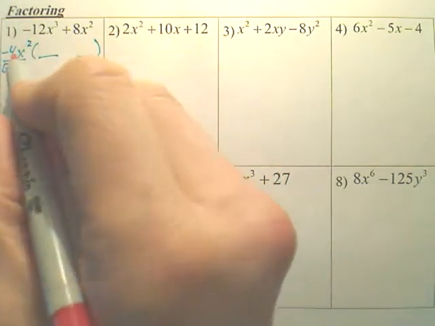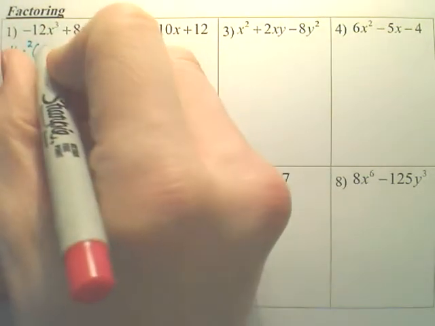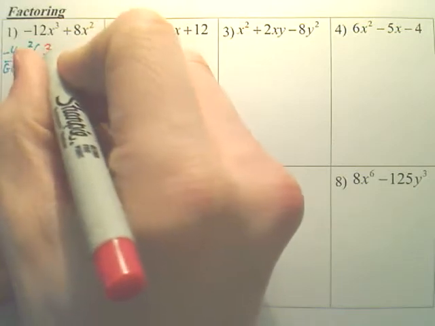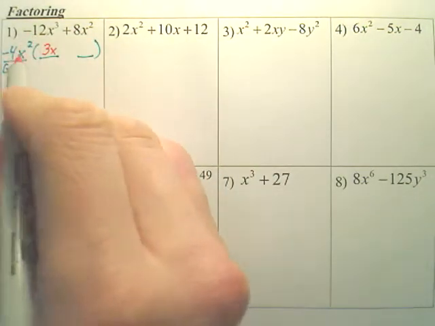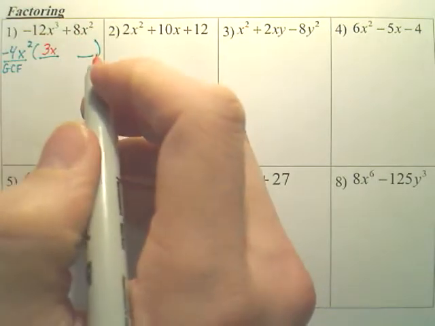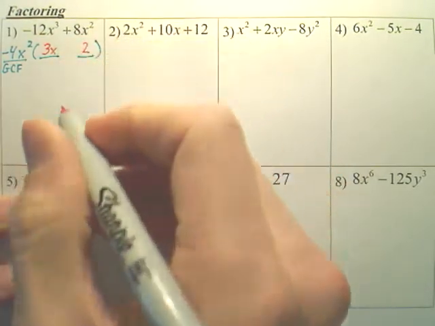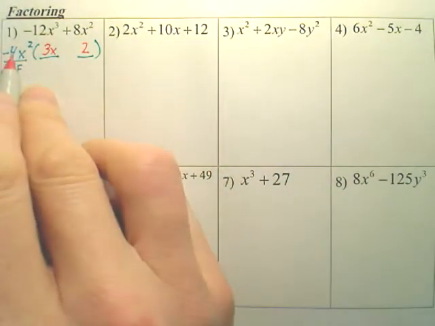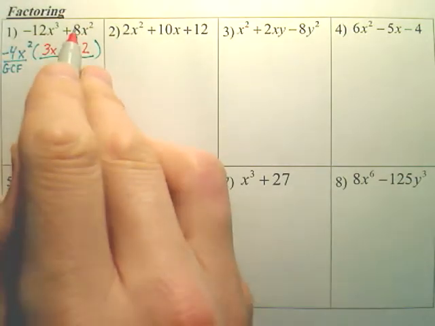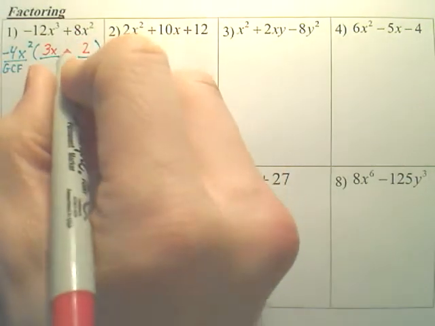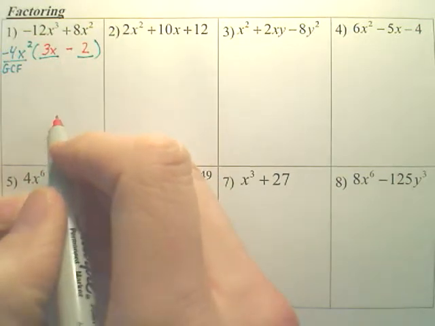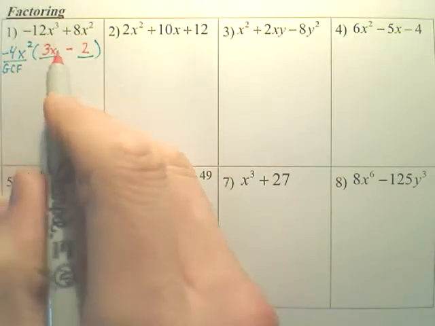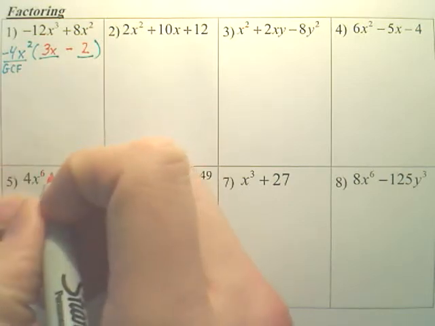What's going to go right here? This times what gives you this? Well, isn't it 3x? Doesn't this times this give you that? This times what gives you this? Wasn't it 2? Isn't it -2? Since I pulled out a negative, wouldn't that be a -2? Can this factor? No. We're done. Sometimes all you can do is pull out a greatest common factor.